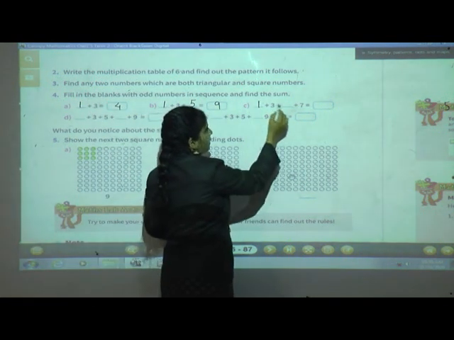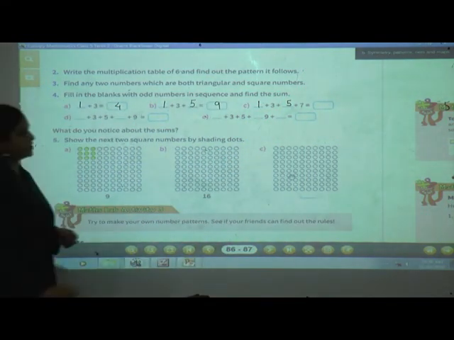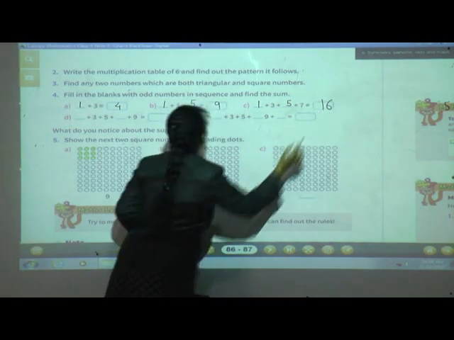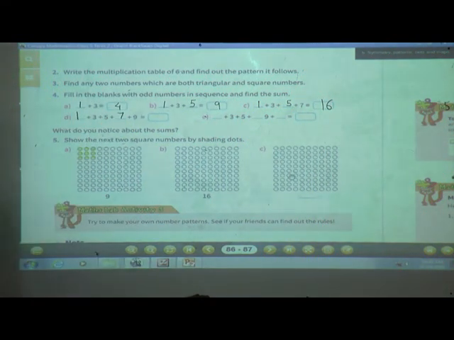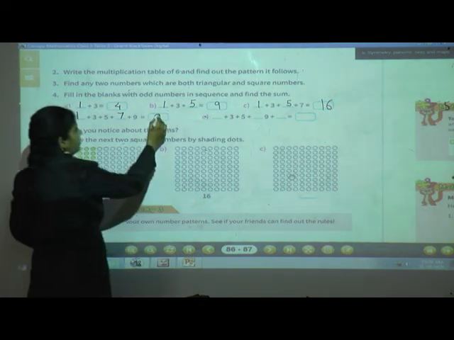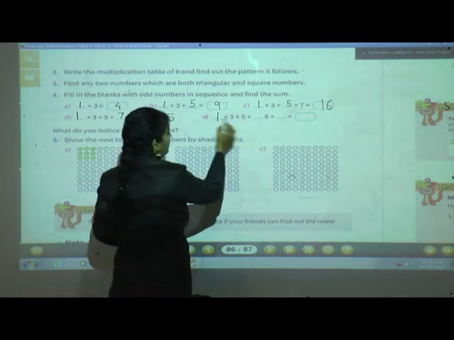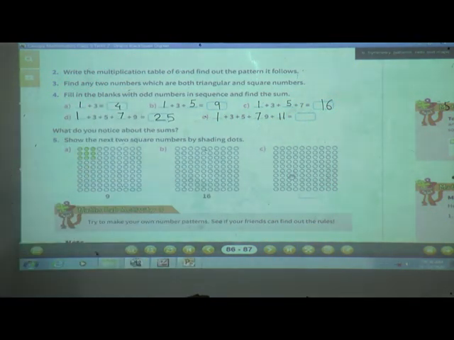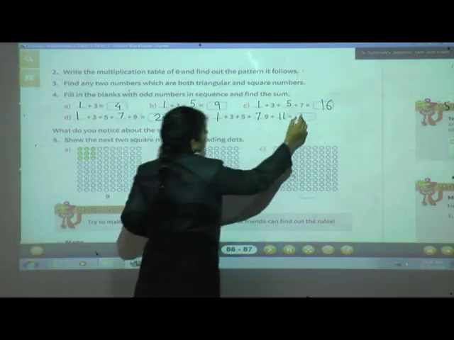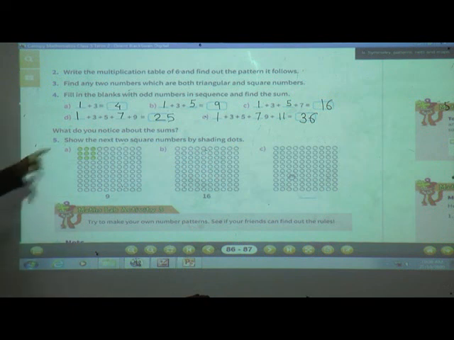Again here 1 plus 3 plus 5 plus 7. What will come to us? 16. Very good. Again here 1 plus 3 plus 5 plus 7 plus 9. Do the addition students. Yes, 25. Here again 1 plus 3 plus 5 plus 7 plus 9 plus 11. Very good. And the answer will be 36. Okay.